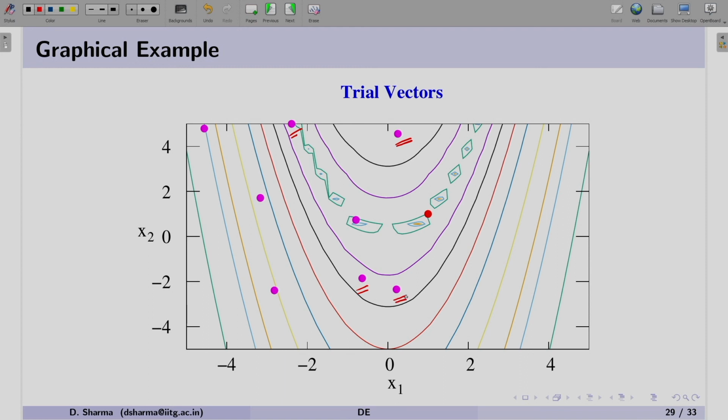Now, the process which is left is the selection. We have to select either the target vector or the trial vector. Just for our reference, I am showing you both the solutions now. The target and trial vectors are shown. The blue color solutions are the target vectors and the pink color solutions are the trial vectors. Here the solutions will be compared and we have to select the best solution.